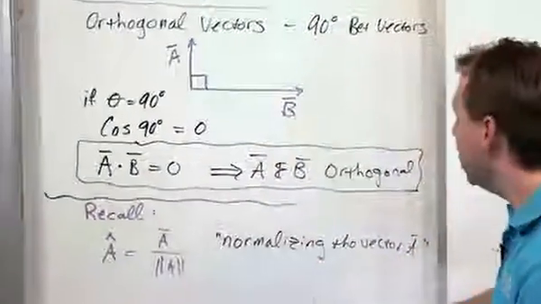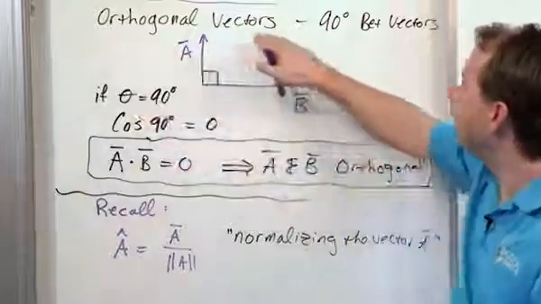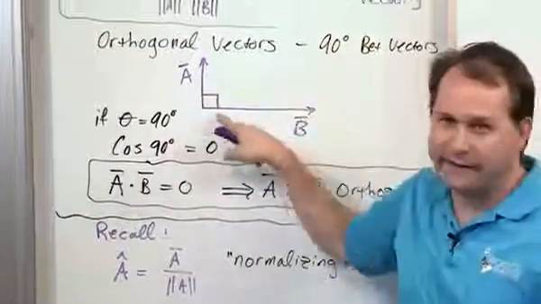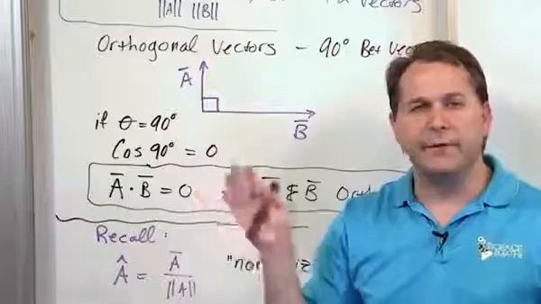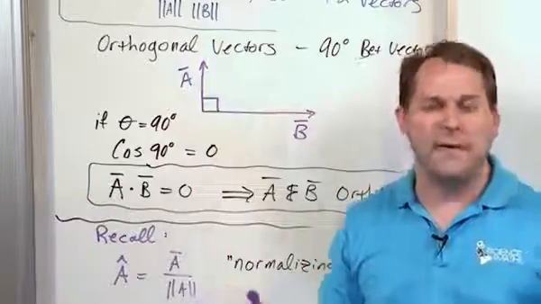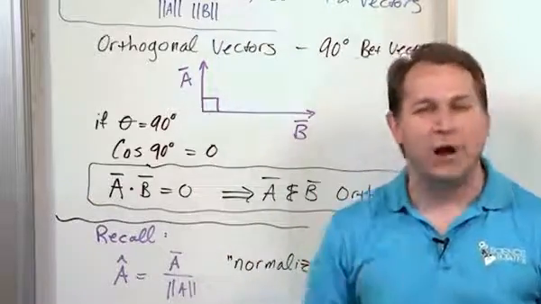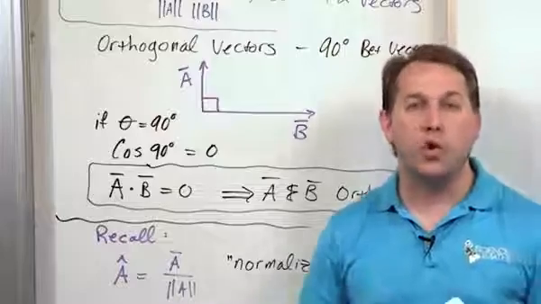So that's the distinction. When you have an orthogonal set of vectors, notice A and B are different lengths here. It doesn't matter what their length is. If they're 90 degrees, they're always orthogonal. But if they're orthogonal and they all have a length of 1, we call it an orthonormal set.